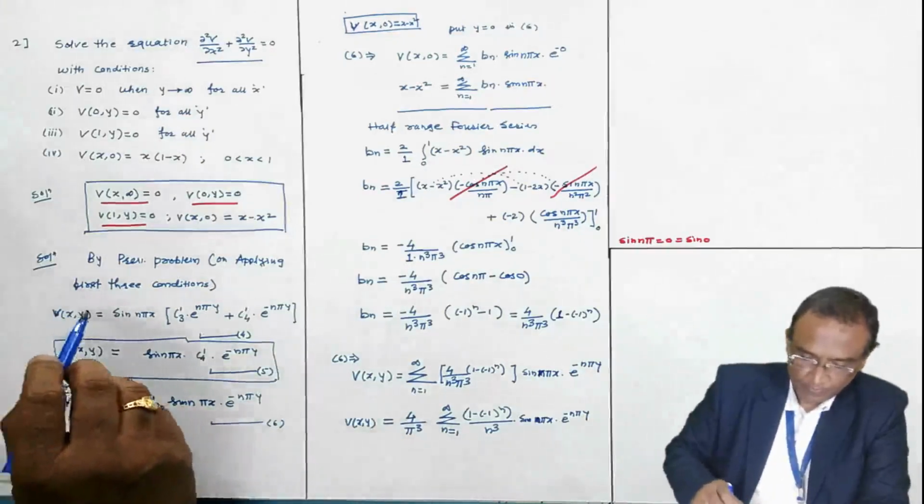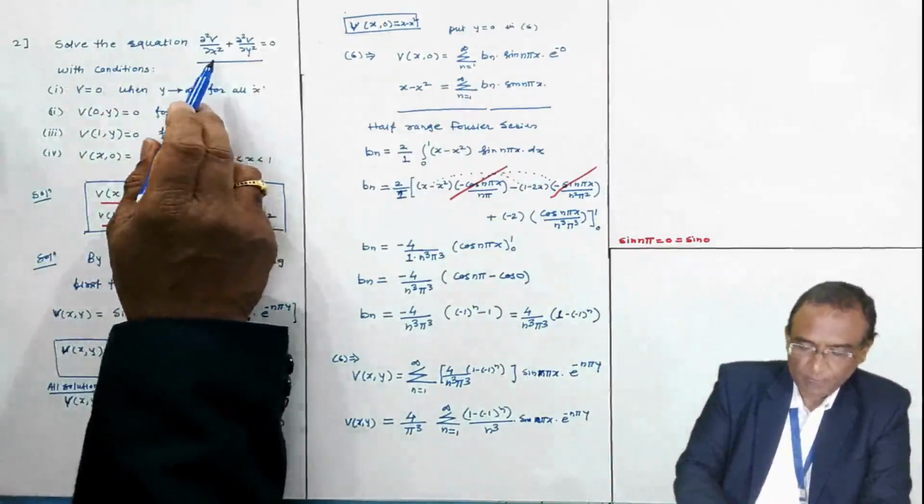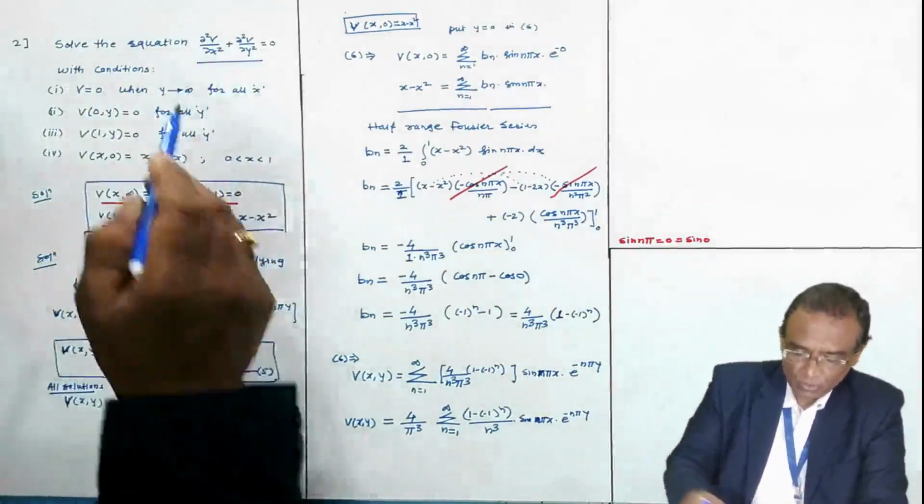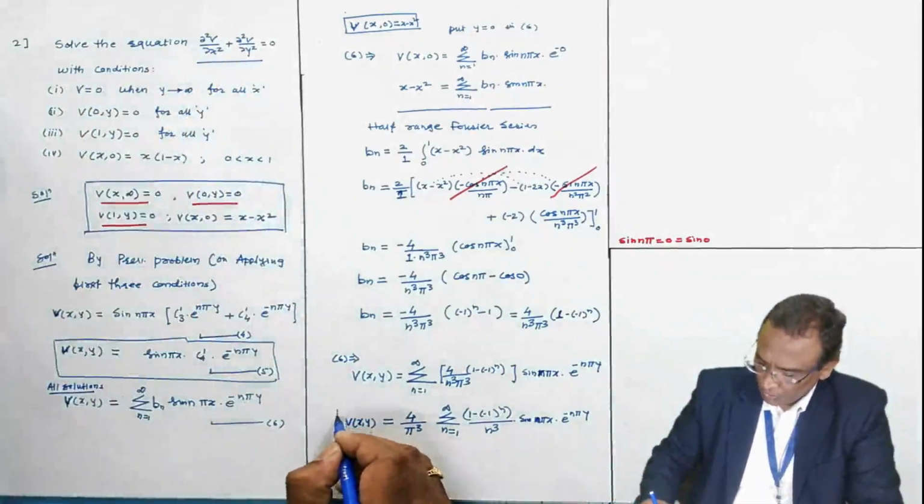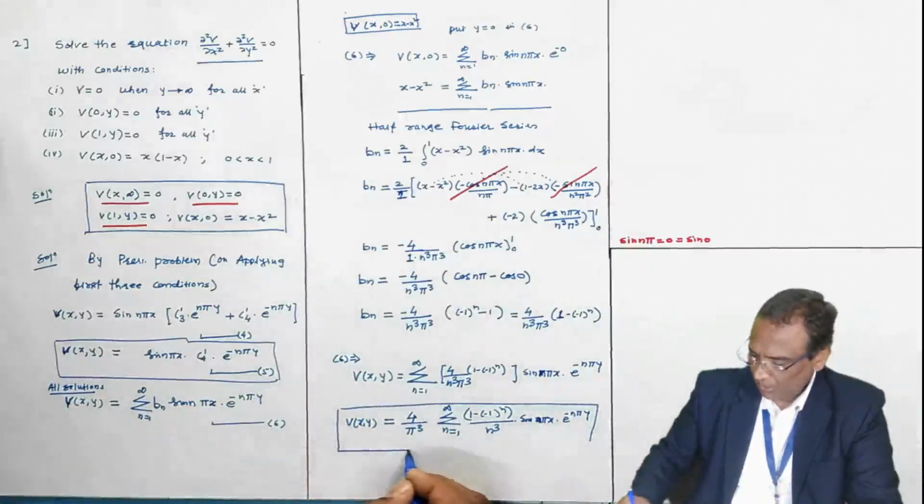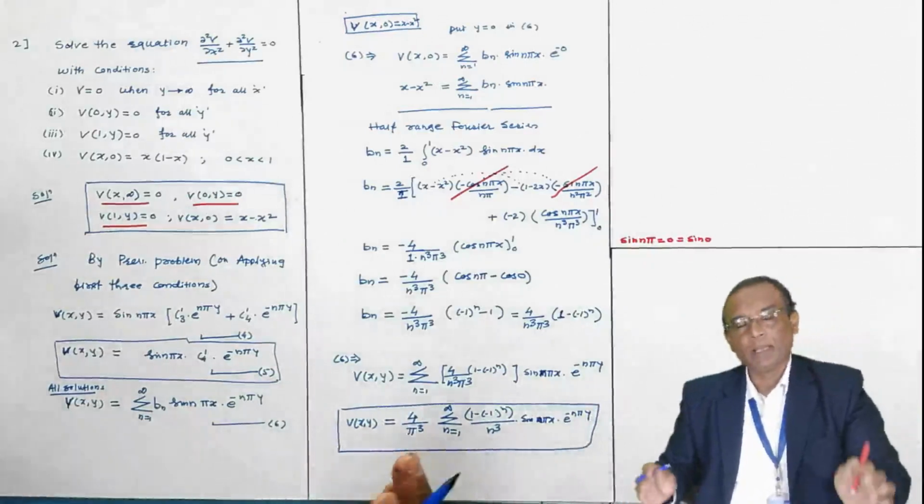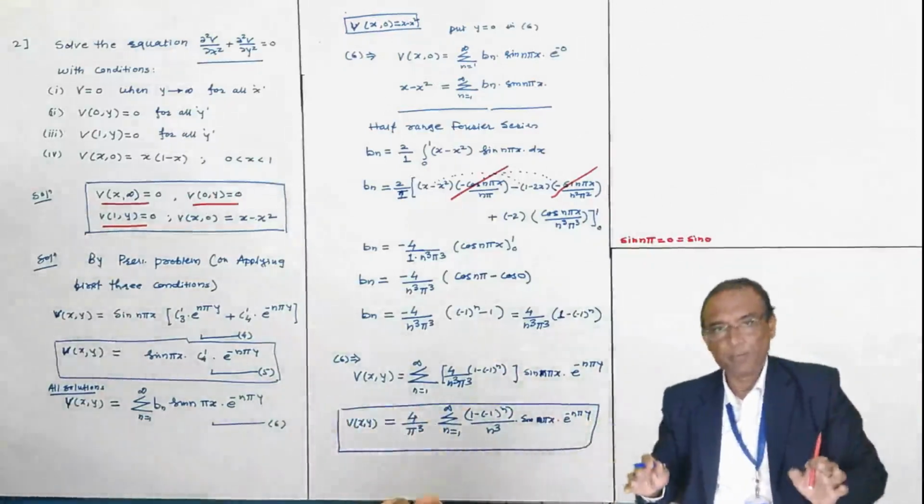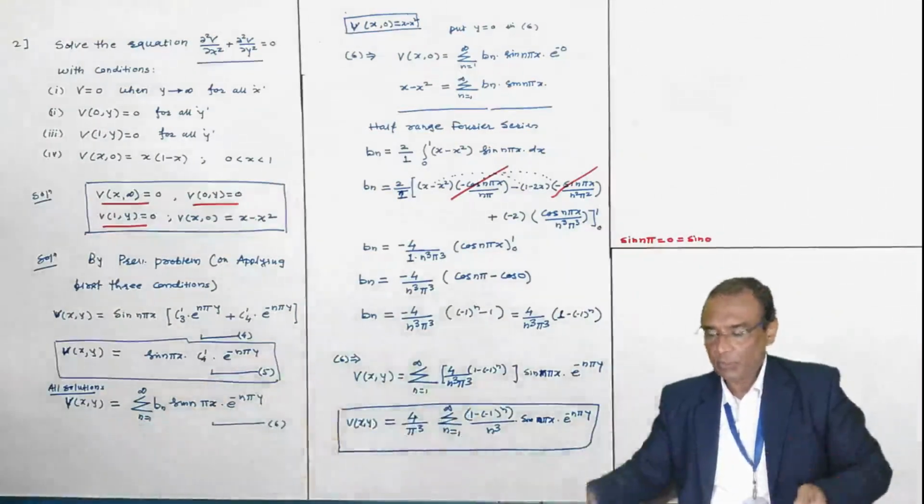What do we have to find here? Solve the system of equations. So we have solved this equation. Solution of the equation means finding the value of V at xy, and V of xy means the temperature at any point of the plate.